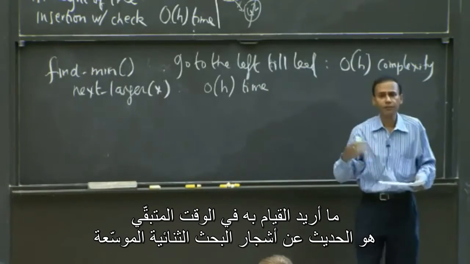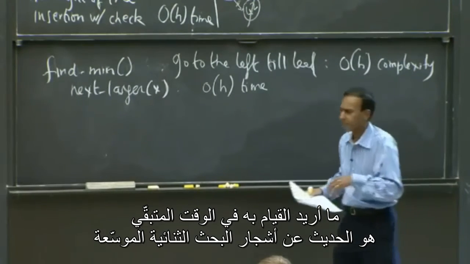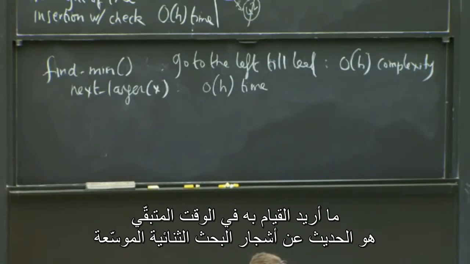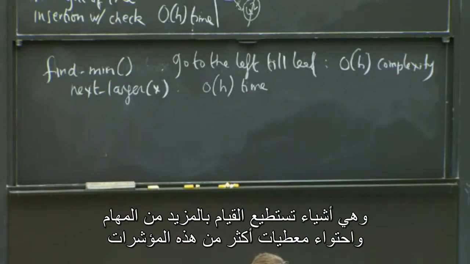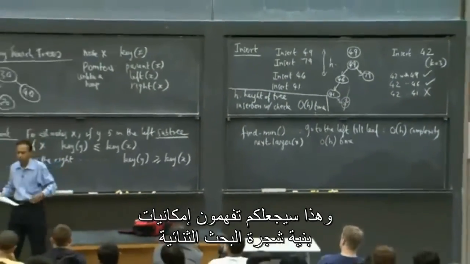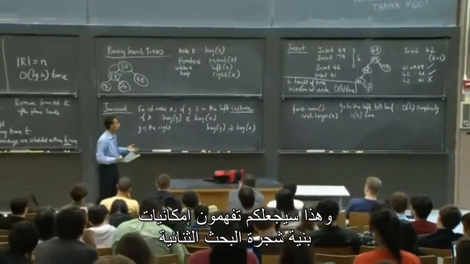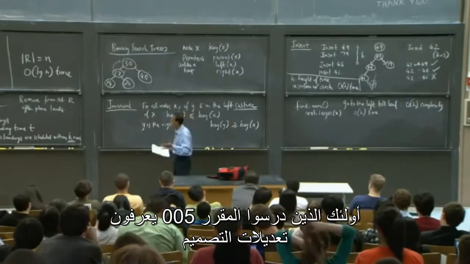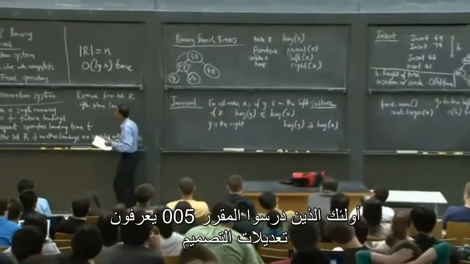What I want to do today, for the rest of the time I have left, is actually talk about augmented binary search trees, which are things that can do more and have more data in them than just these pointers, all right? And that's something that should give you a sense of the richness of the binary search tree structure, this notion of augmentation. And those of you who've taken 005 know about design amendments.